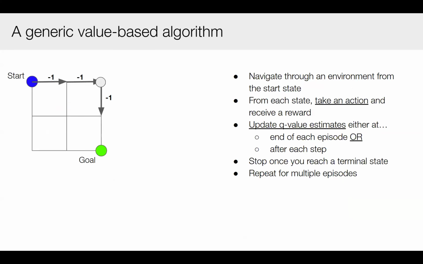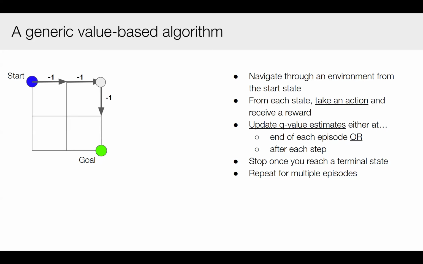So let's go into what a generic value-based algorithm would look like, right? Basically, as I said, we're going to navigate through an environment from the start state until you reach a terminal state. At each state, you would take an action and receive a reward. And this is used by the environment to navigate you to the next state whenever you need to. And in a value-based algorithm, we're going to update Q value estimates. We can either update them at the end of each episode, so after we reach the terminal state, or we could update them after each step.